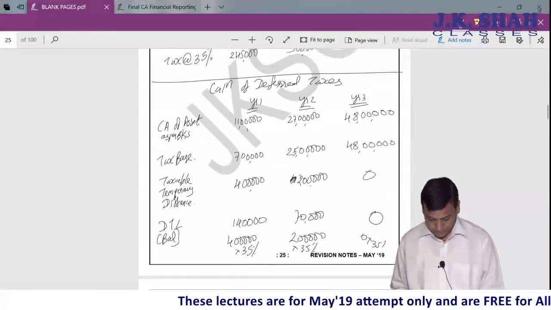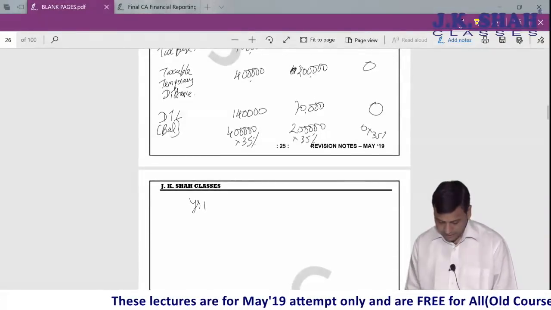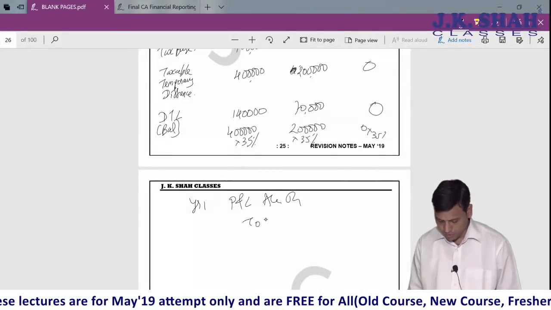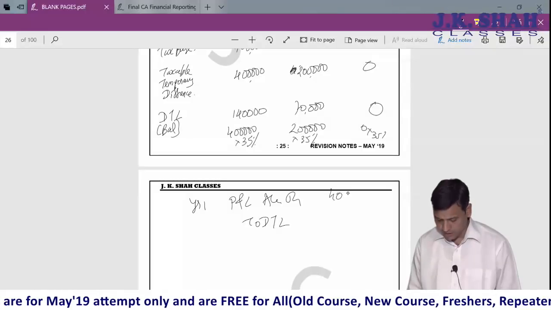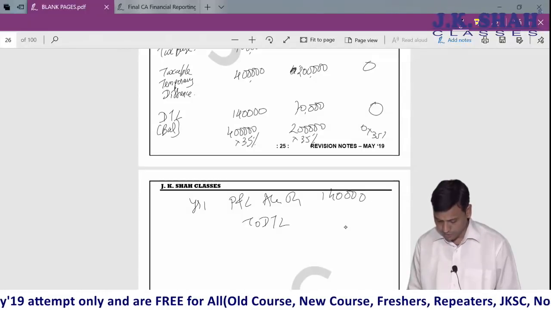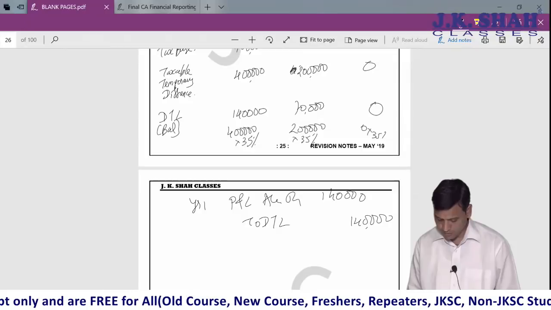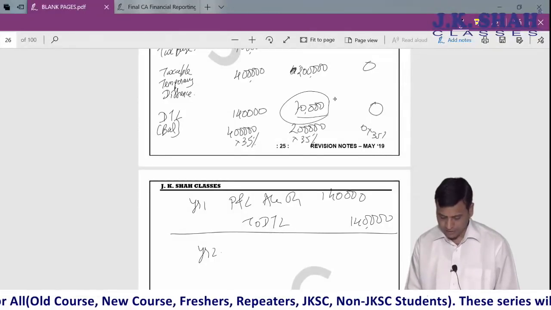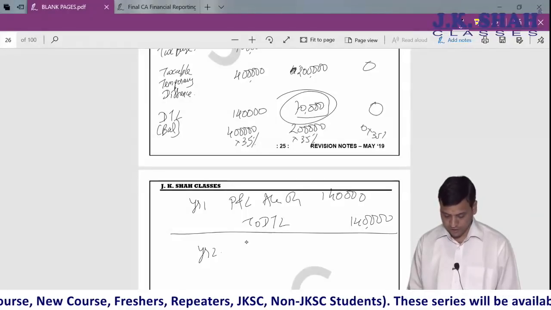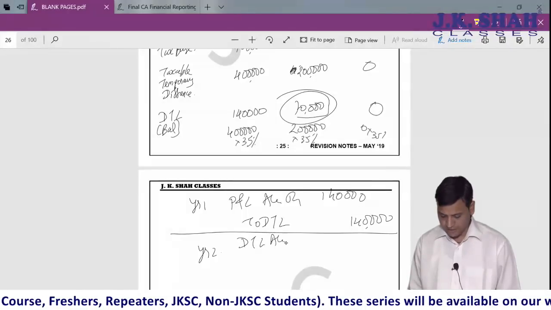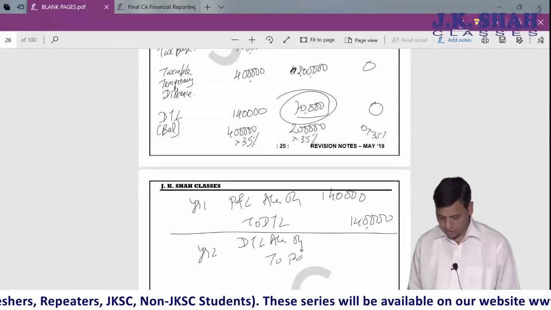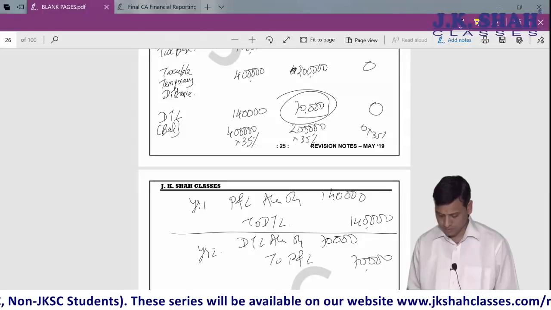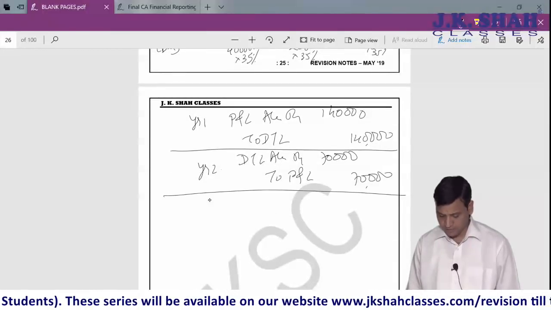Yes? Now, what will be your entry in year 1 for deferred taxes? Profit and loss account debit to deferred tax liability. How much? 1,40,000. What will be your journal entry in year 2? Can I say I want a balance of 70,000? मेरे पास balance है 140, तो reverse मारना पड़ेगा. Deferred tax liability account debit to P&L. How much? 70,000. Same way in year 3.